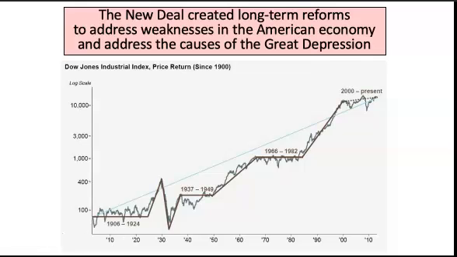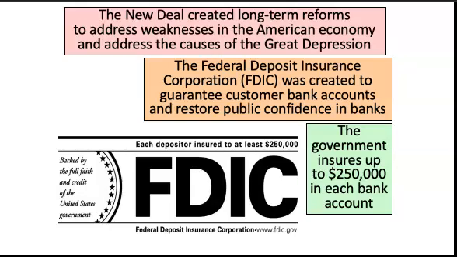In addition to this, another area of reform was in the banking sector, and this was the creation of the FDIC, or the Federal Deposit Insurance Corporation. This tried to guarantee consumer bank accounts and restore public confidence in banks. To this day, the government will insure up to $250,000 of your money in each bank account. The number of banks that fail these days is incredibly small, and we are generally not worried about banks failing. If you go to your local bank today, you'll notice signs all over the place saying FDIC insured.